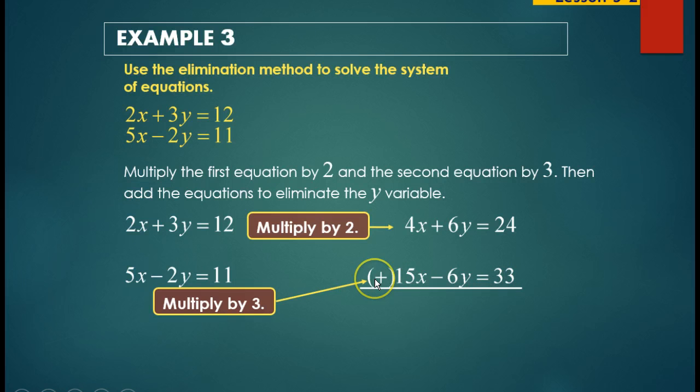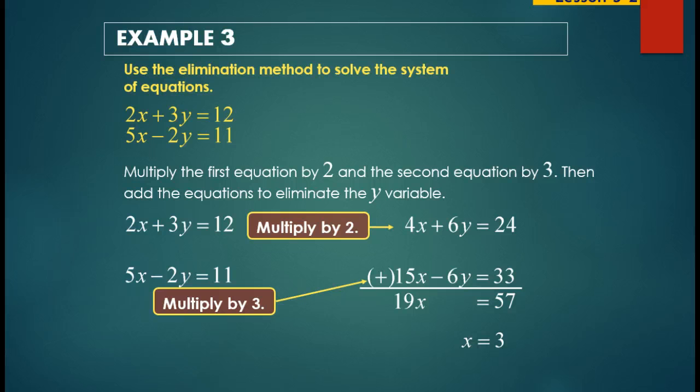Now we're going to add these two equations together. You should notice that this term drops off. That's why it's called elimination. We eliminate one of the terms, so we eliminate the y's. We end up getting 19x equals 57. Dividing both sides by 19, we get x equals 3.